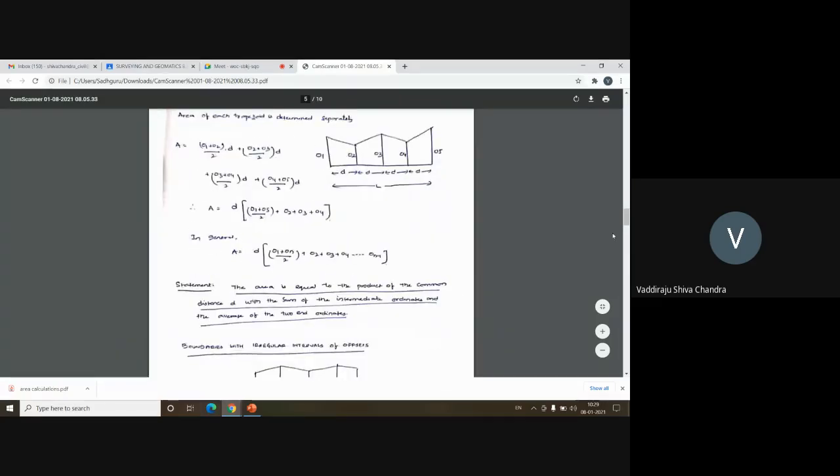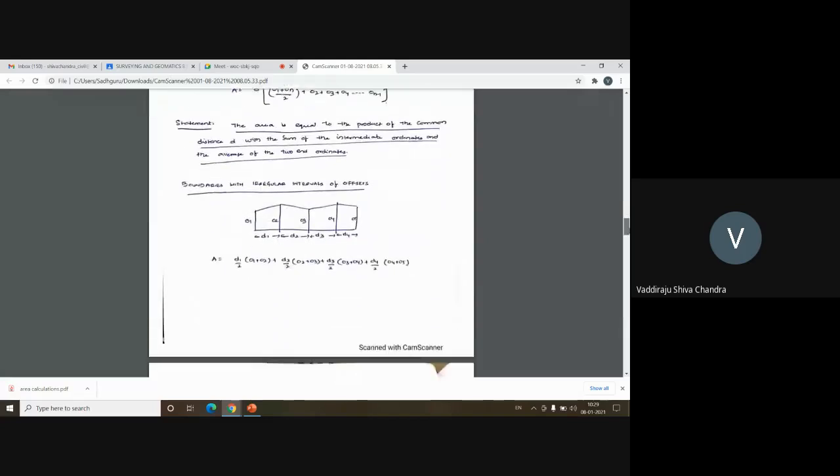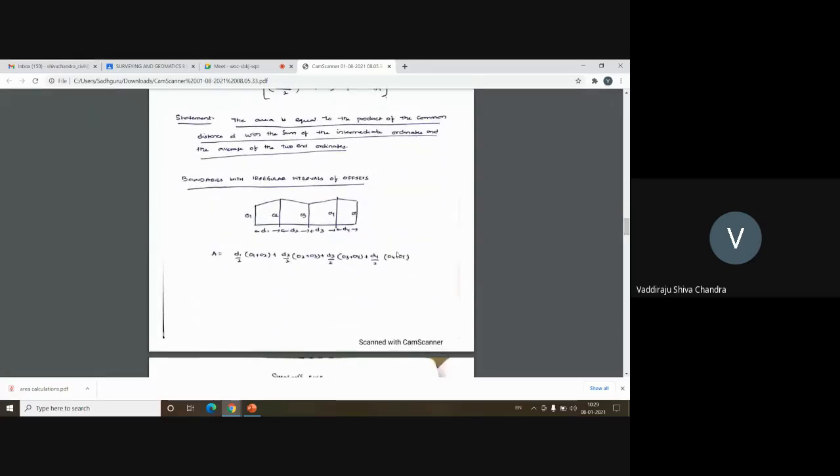Actually, these derivations are not there for you. That's why I'm not covering them as part of the syllabus. I'm just giving you the equations based on which you can solve the problems. And if the boundaries have irregular intervals of offsets, where D1, D2, D3, D4 are not equal to each other, then the area is given by D1/2 × (O1 + O2) + D2/2 × (O2 + O3) + D3/2 × (O3 + O4) + D4/2 × (O4 + O5).